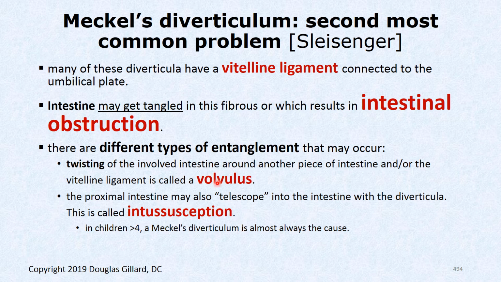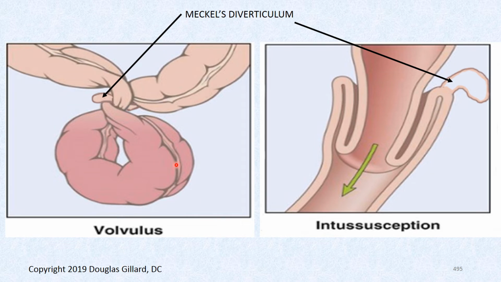There's a volvulus, which is an entanglement, we'll look at a picture, and there's a weird one called intussusception. If the child is over 4 years old and is diagnosed with intussusception of the small bowel, it's almost always due to a Meckel's diverticulum. So super common. Okay, a volvulus.